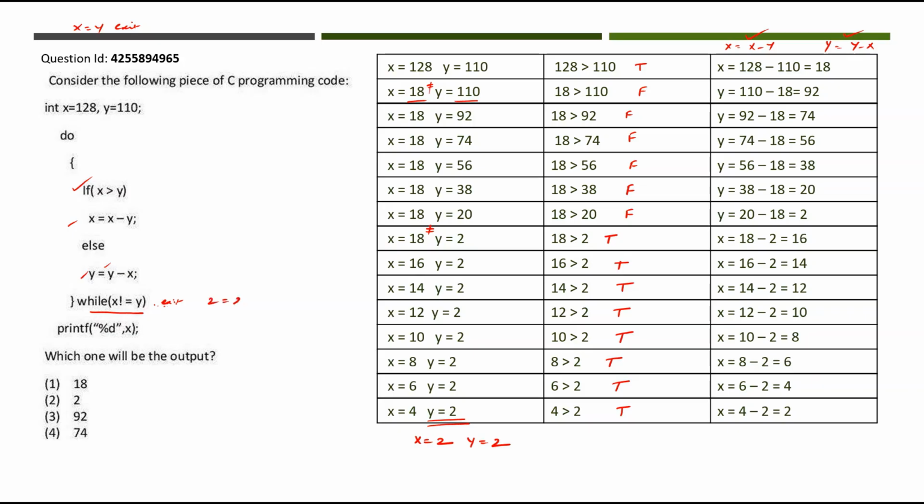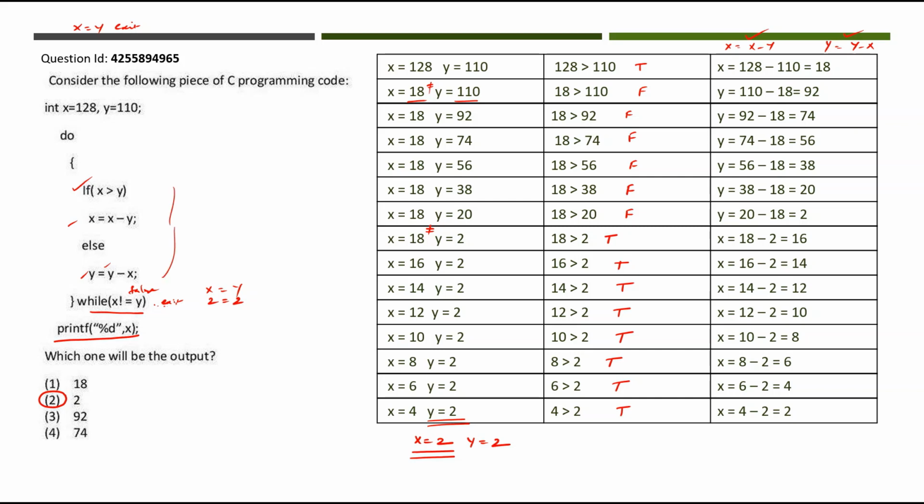So 2 is equal to 2, which means x is equal to y. This condition becomes false. So now printf will get executed. We are printing an integer, that is why we are using %d, and it is printing the value of x. What is x value here? It is 2. So option number 2, x is equal to 2 will be the right answer.